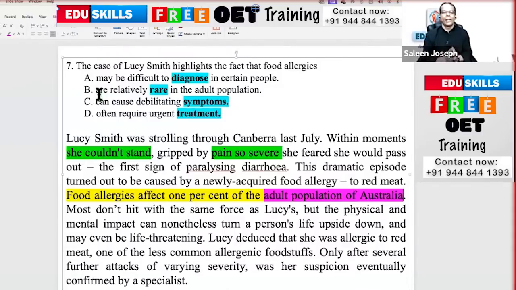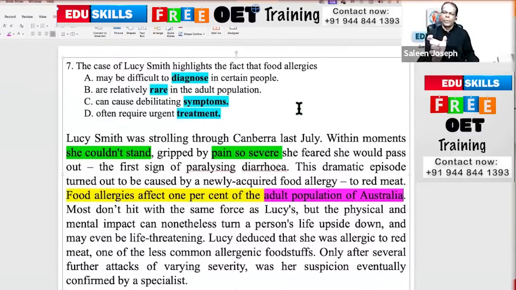Option B says food allergies are relatively rare in the adult population, which means in the world. It doesn't speak of any state or country. But this text is speaking only about Australia. Canberra is in Australia, and it is mentioned adult population of Australia. For example, if you say Kerala has very rare incidence of dengue, and the answer option says dengue is very rare in the population, are they the same? No.